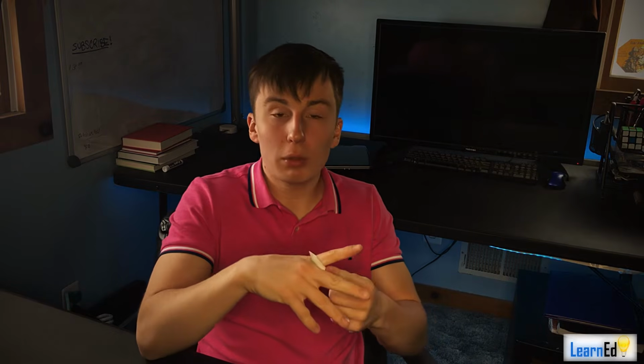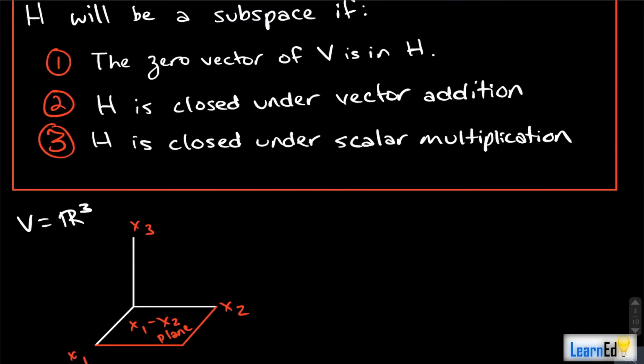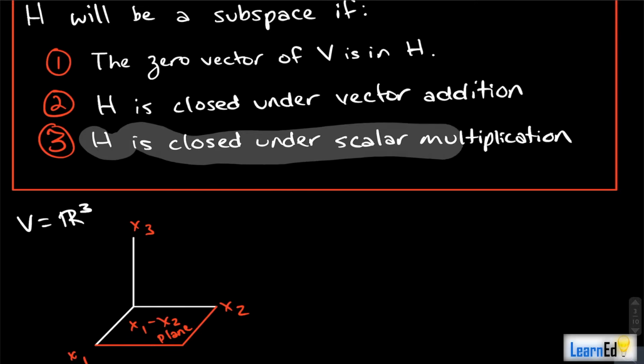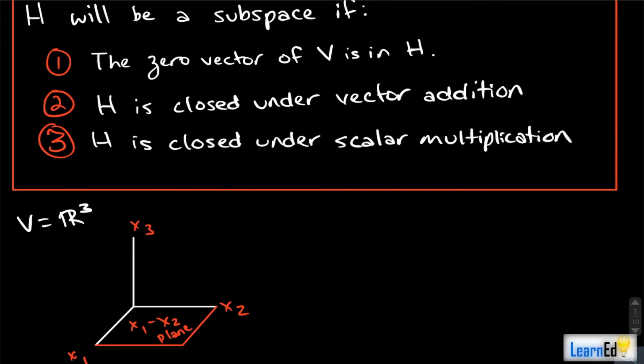The x1, x2 plane is also closed under vector addition. Think about it, there's no x3 component. So if you add two random vectors in the x1, x2 plane together, you'll get another vector in the x1, x2 plane. It's also closed under scalar multiplication, that's our third point. If you have some vector in the x1, x2 plane and you multiply it by a constant, you'll get another vector in the x1, x2 plane. And that is the criteria for something to be a subspace of a vector space.